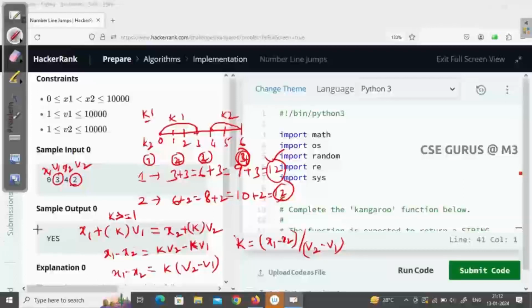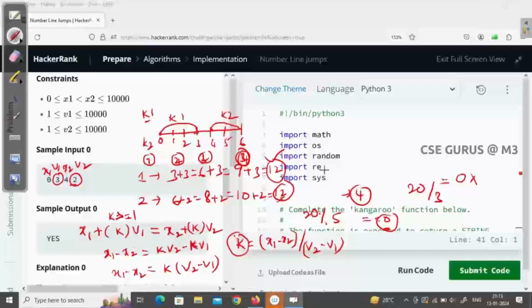For those who didn't understand, I'm just explaining. If the top value is something like 20 and the bottom is something like 5, 20 by 5 gives you 4. Which means if I take the remainder of 20 mod 5, what is the remainder? Definitely 0, right? Now if I say 20 by 3, is the remainder 0? No. Is it divisible? No. Will you get a positive integer k? No. You will get a floating point value. But if you get an integer k, then I can say it is divisible.